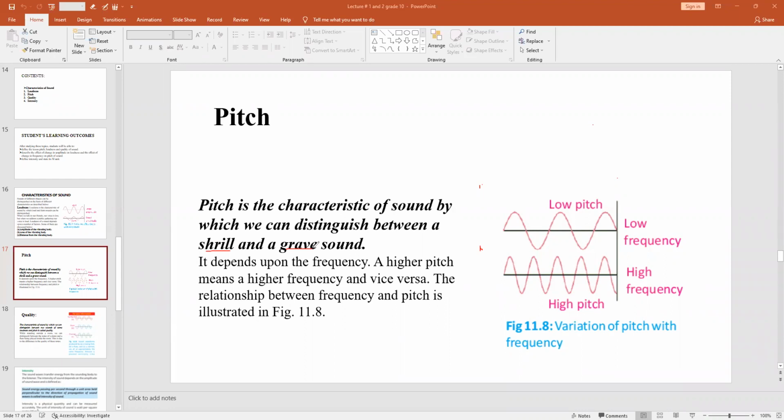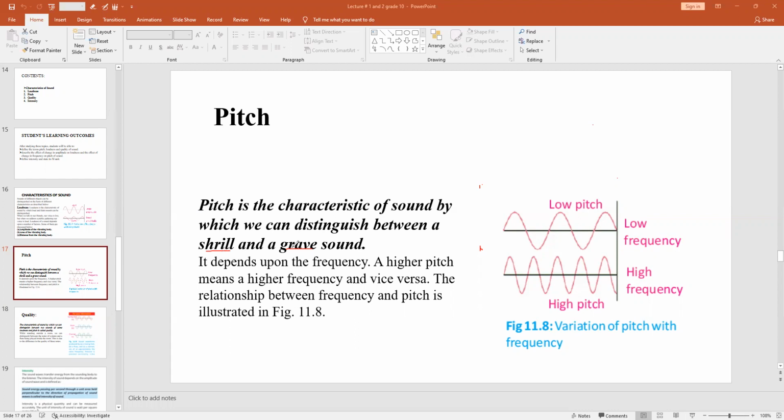Shrill sound is a thin sound, and in case of a shrill sound, the frequency will be very high, right? And the examples can be voice of woman, cat, and bird, right?